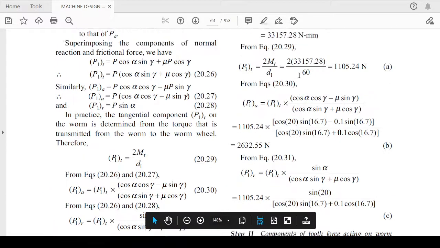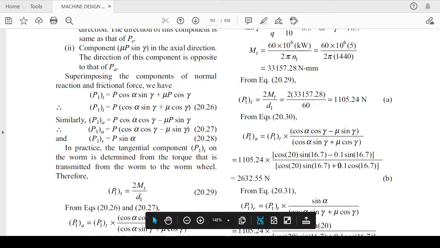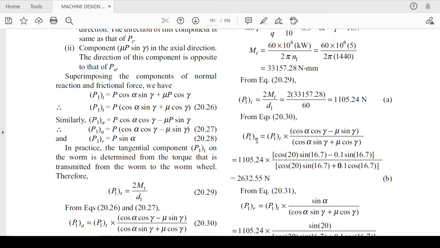So if you are ready with the value of P1t, the tangential load acting on the worm, then you can calculate the value of P1a, the axial load acting on the worm, which is P1t multiplied by (cos alpha cos gamma minus mu sin gamma) divided by (cos alpha sin gamma plus mu cos gamma). Alpha and gamma values are already known to you, and P1t you have calculated. So with the help of that you can calculate the value of axial force.